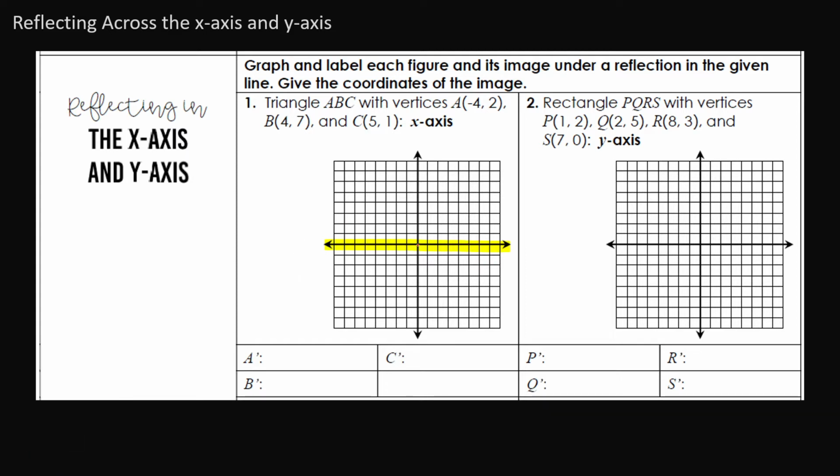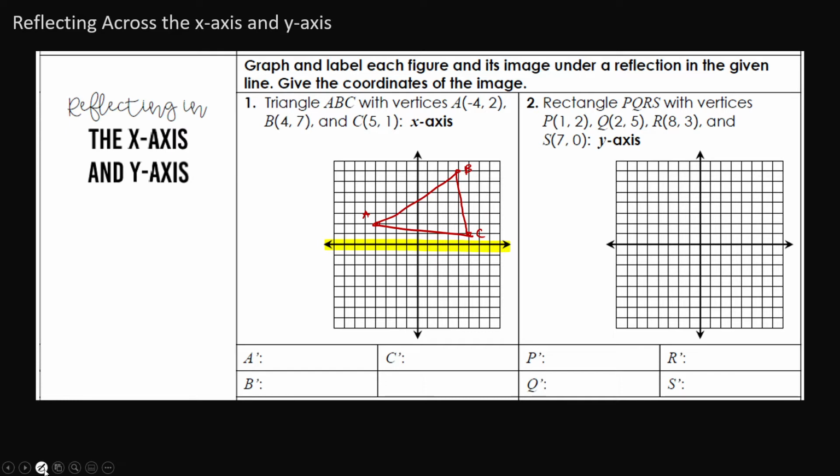So for A, the vertex is -4, +2. Here's A. B is at 4, 7. And C is at 5, 1. So here is our lovely triangle. And we want to reflect this triangle so that each image point is directly across from it. We're going to create a mirror image.